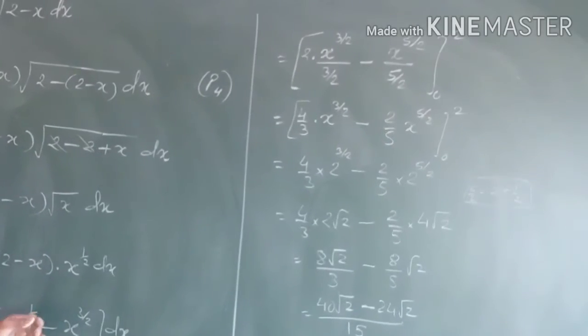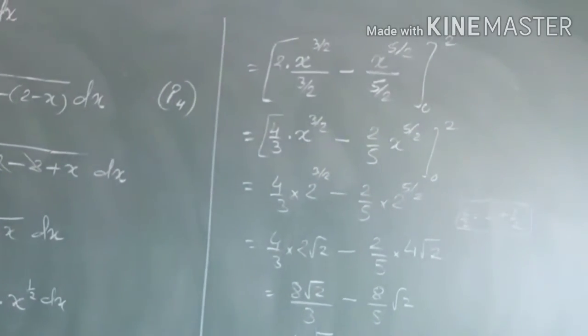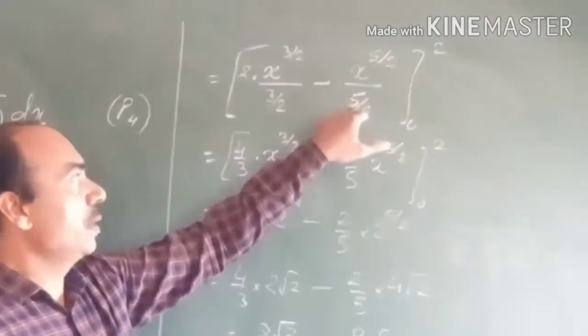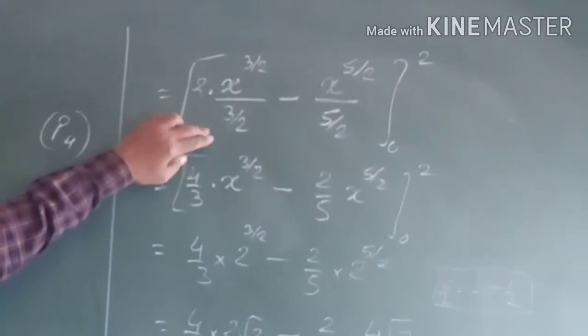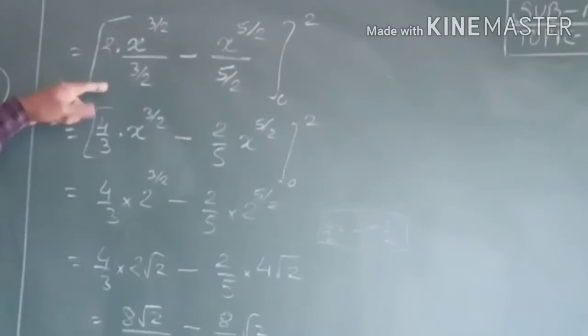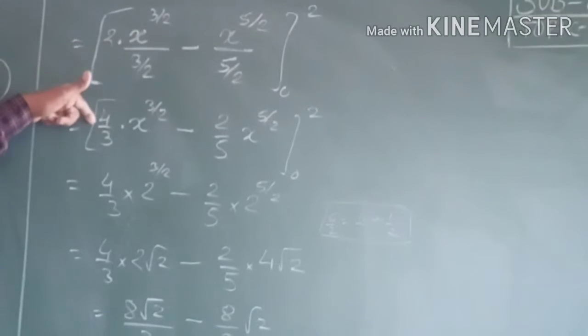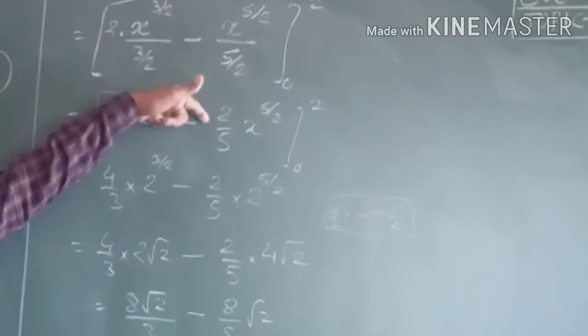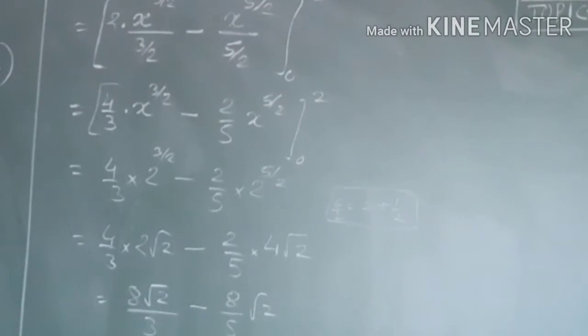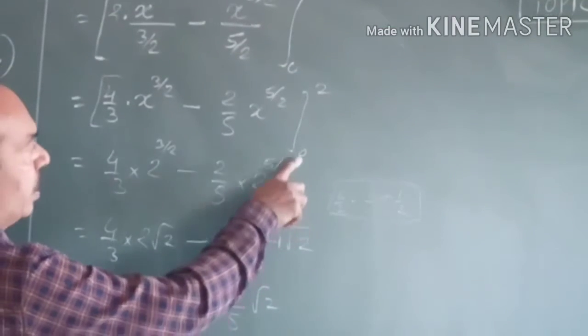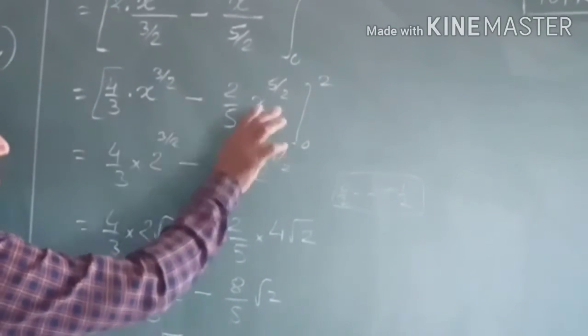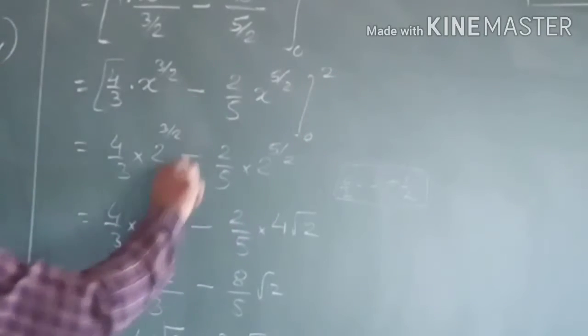Then increase 1: 3 by 2 plus 1, it means 5 by 2. So x to the power 5 by 2 divided by 5 by 2. 3 by 2 will be reciprocal, so 2 into 2, 4 by 3, and same it will be 2 upon 5. Now apply the limit, upper limit minus lower limit. Since the lower limit is 0, it will be 0. So we need only the upper limit.